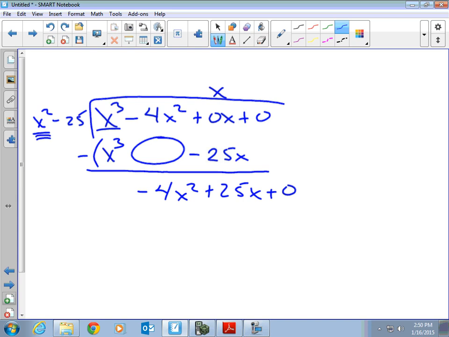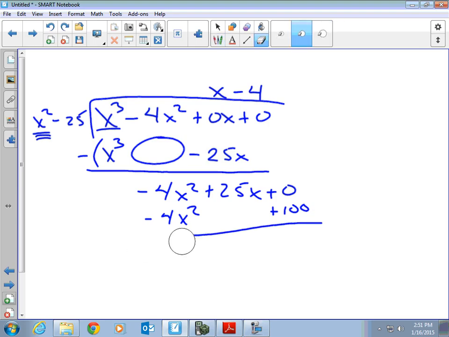First term into first term. X squared into a negative 4x squared. What times x squared gives me a negative 4x squared? A negative 4. And technically we could stop right here, but I don't really know that until I keep going. Negative 4 times x squared is a negative 4x squared. Negative 4 times 25, a negative 25 is a positive 100.